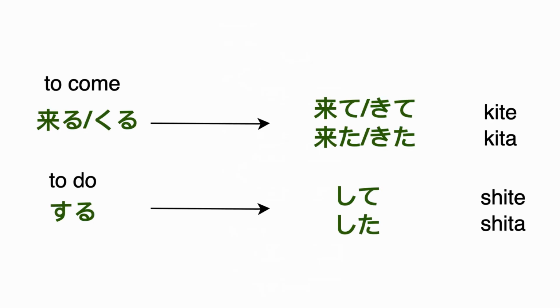And as for type 3 verbs, treat them as new vocab words as usual. So, 来る becomes 来て for the te form and 来た for the ta form. And する becomes して for the te form and した for the ta form. Okay, so you know, the challenge mainly comes from the type 1 verbs. So once you master the 4 subgroups, everything else will be a breeze.